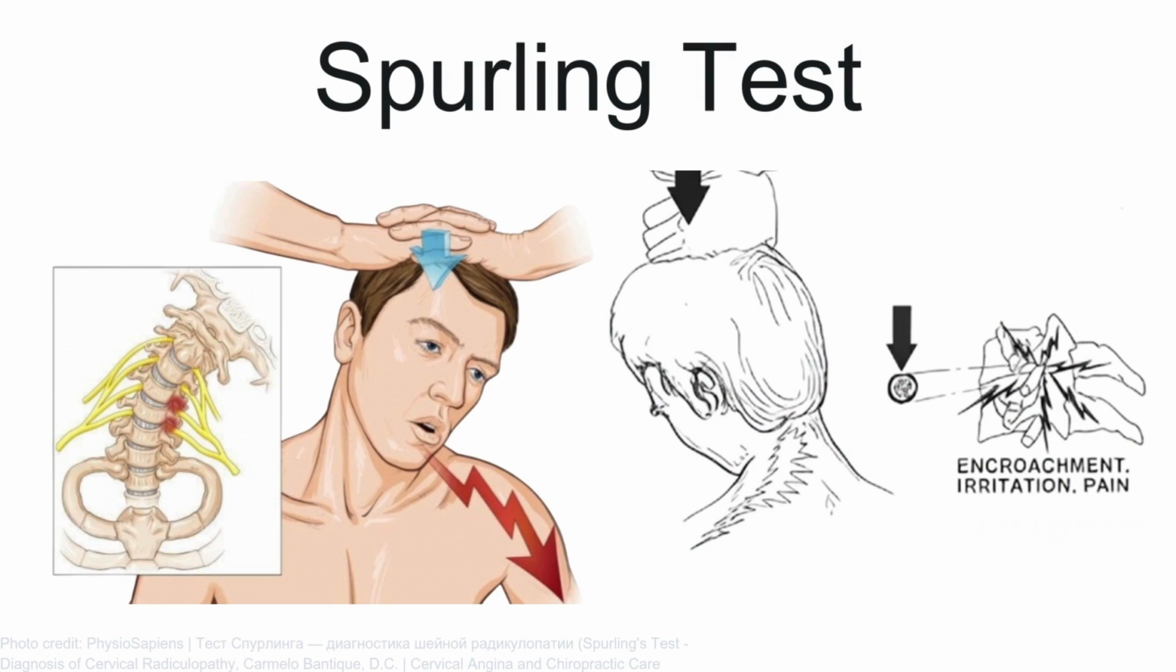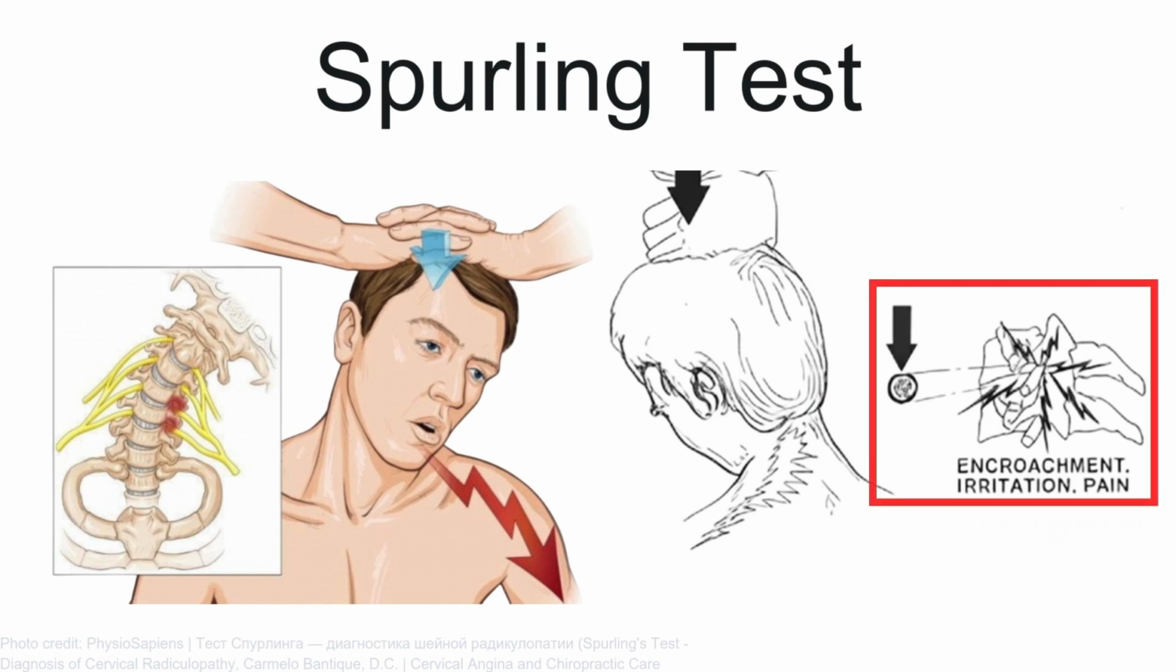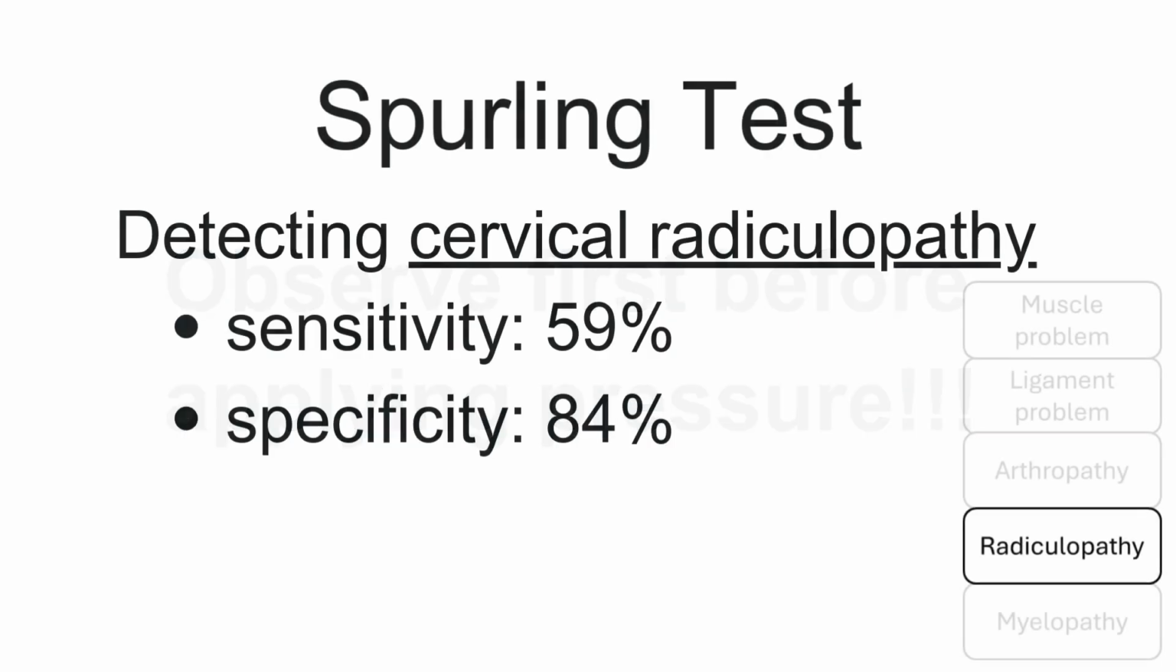A positive Sperling's test reproduces radiating pain along a nerve root pattern, such as shooting pain down the arm, by narrowing the space around the cervical nerve roots, indicating nerve root compression or irritation. Always observe the patient's response before applying pressure, as this test can potentially worsen symptoms if they're already present. The Sperling test has a sensitivity of 59% and a specificity of 84% for detecting cervical radiculopathy.